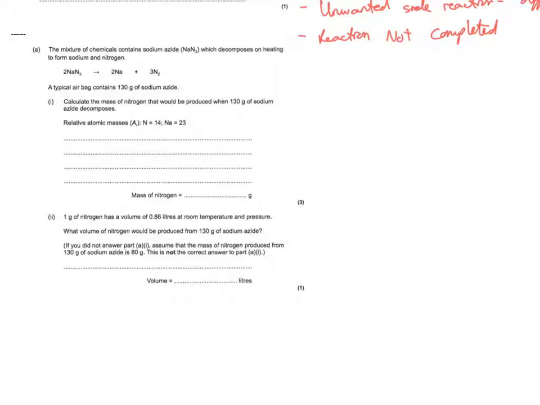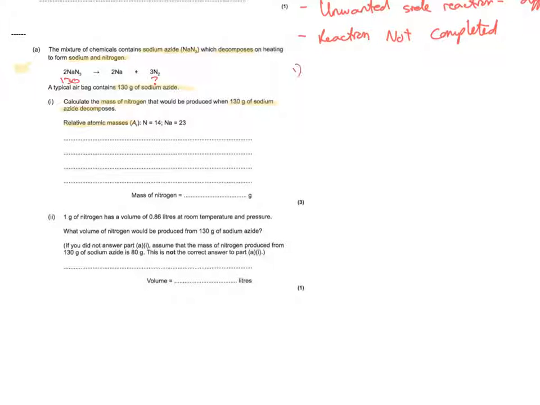Let's try the next question. So I've got sodium azide, giving me the formula, and it says it decomposes, so this means it breaks up on heating to form sodium and nitrogen. So it's showing me the equation here. A typical airbag contains 130 grams of sodium azide. Calculate the mass of nitrogen that would be produced when you have this much sodium azide decomposing, and it's told me the relative atomic mass. So again, I'm going to put in what I know. So I know I had 130 grams of this, and I'm asked about the amount of nitrogen.